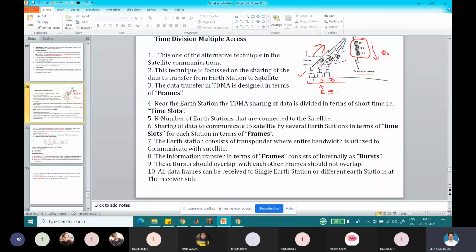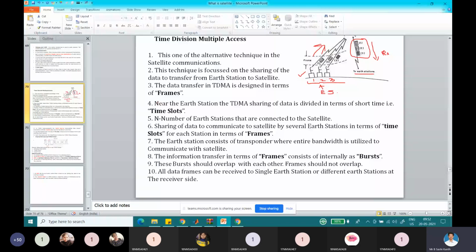These frames internally consist of bursts. So these bursts should not overlap each other. As you are sending the frames simultaneously, those frames internally consist of bursts, so those should not overlap. If the bursts are not overlapping, the frames are also not overlapping. That is the point here. I want to say frames should not overlap. If the frames are not overlapping, then there is no problem at all.